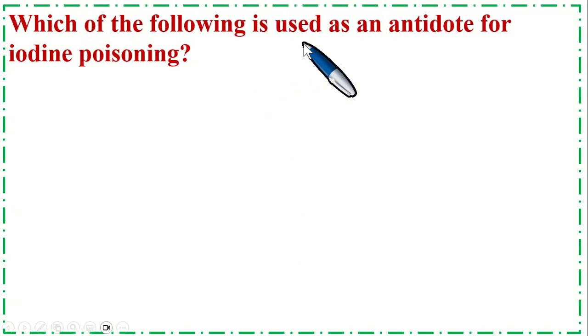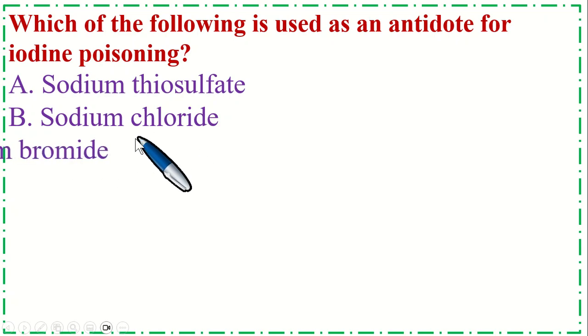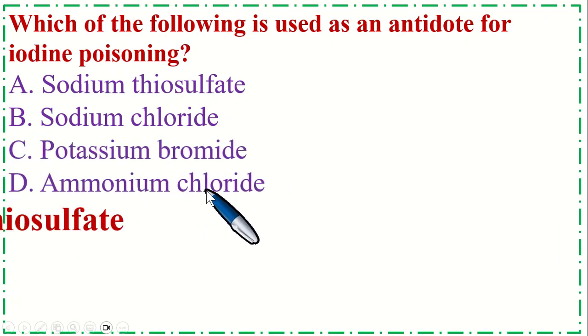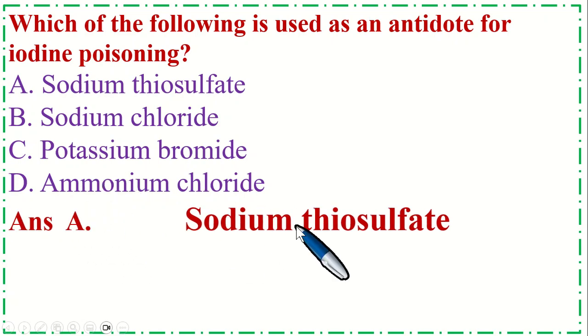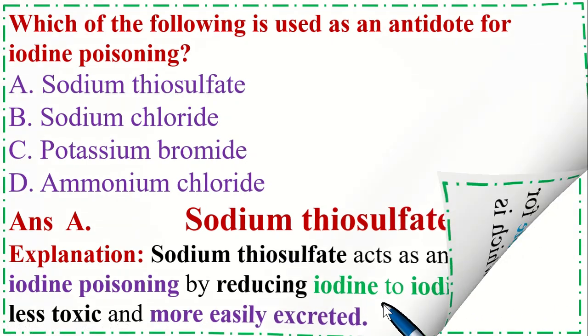Which of the following is used as an antidote for iodine poisoning? Option A, sodium thiosulfate, B, sodium chloride, C, potassium bromide, and option D, ammonium chloride. So the correct option is A, sodium thiosulfate. Sodium thiosulfate acts as an antidote for iodine poisoning by reducing iodine to iodide, which is less toxic and more easily excreted.